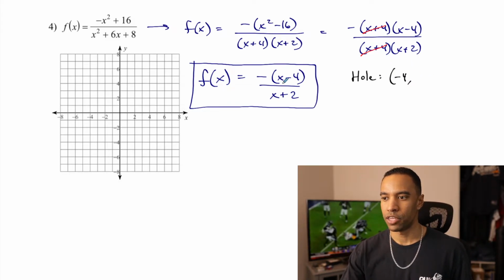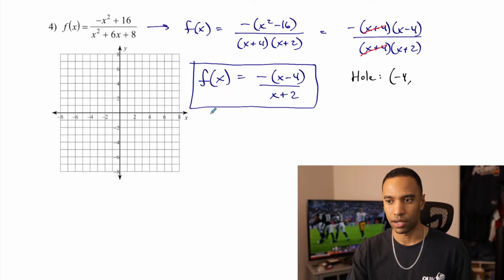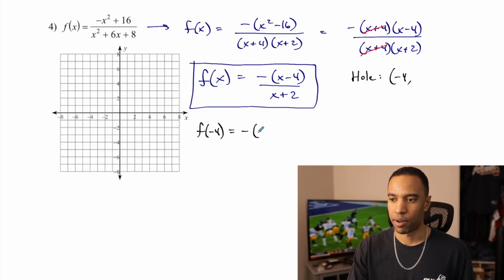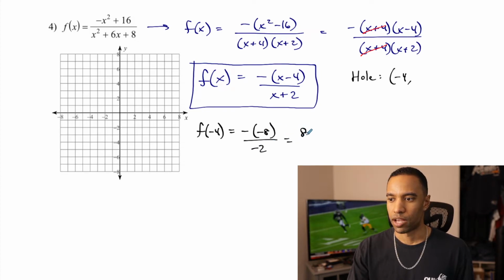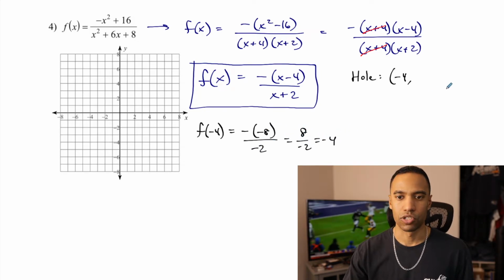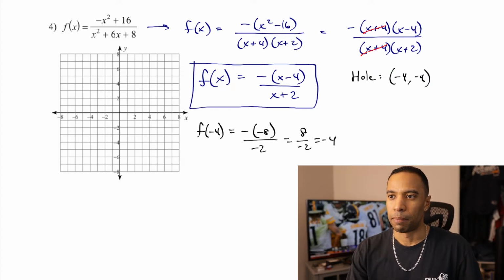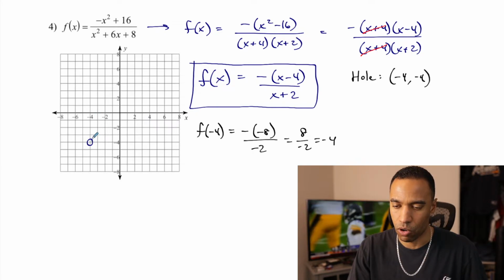Now, what is the y value? Substitute -4 into this equation right here, f of -4, and you will get -4 minus 4 is -8, over -4 plus 2 is -2. So +8 over -2, which is -4. So -4 for x, -4 for y. And that is right here. So I have a nice big gaping hole right there.